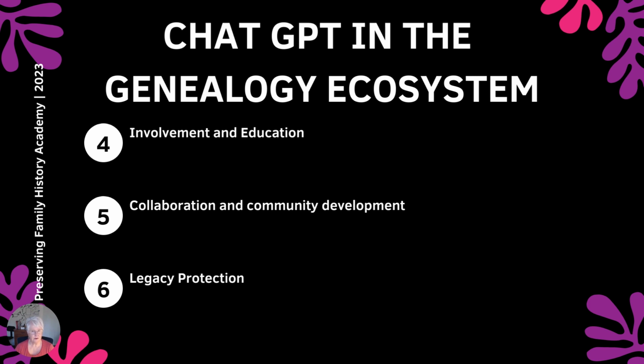How can we use it to find out even more ways to be involved in learning about genealogy or about Chat GPT itself? And finally, how can we help each other? We can have collaboration happening within our community, and how do we develop that? And finally, how do we protect the legacy that we're handing down to our next generations, and how we can pass that on in meaningful ways to our descendants?